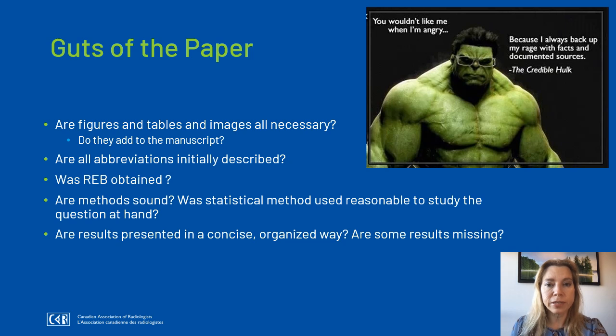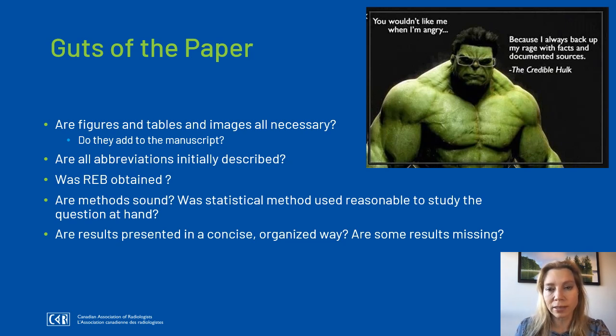Are each of the figures and tables necessary? Radiology is a very image-forward specialty, but in some cases we don't need a lot of examples in order to make the point. And so if they're not necessary, perhaps we do not need to include them. Are all abbreviations initially described at the beginning of the manuscript?